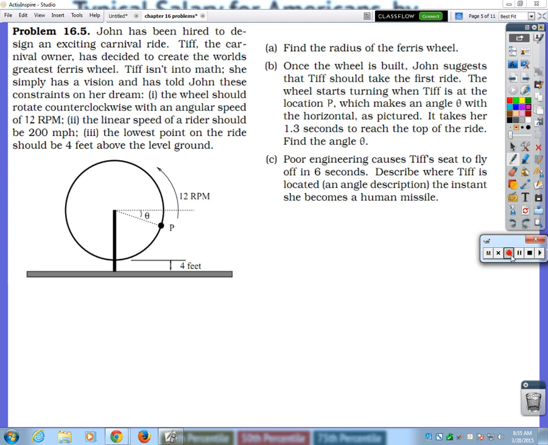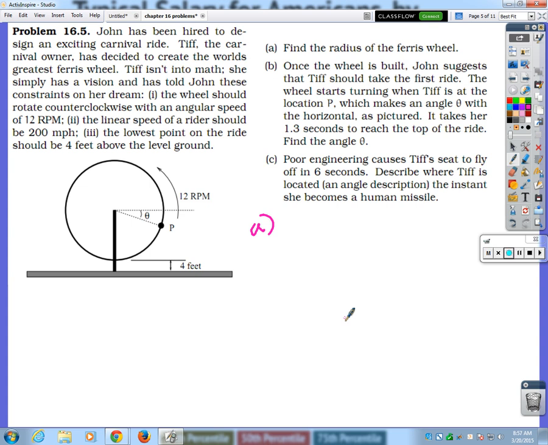The linear speed of a rider should be 200 miles per hour, and the lowest point on the ride should be 4 feet above the level ground. So you basically have been hired as a consultant to Tiff, so that you can figure out what the dimensions are, what kind of things you need to put together to make this Ferris wheel a reality. So the first obvious question is, what would you need the radius of the Ferris wheel to be in order to figure out all of this stuff?